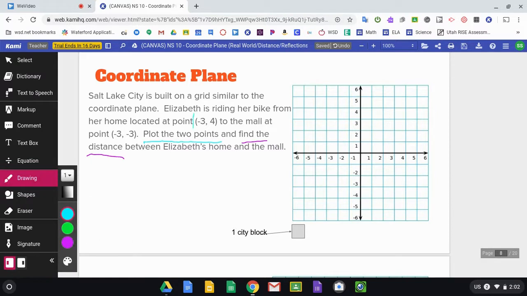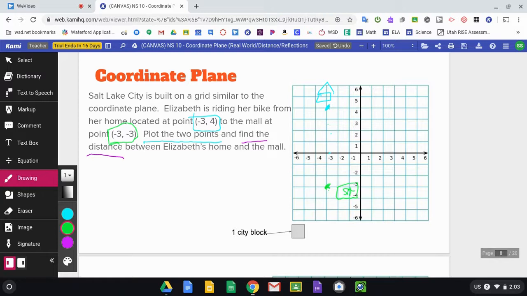Let's start by plotting -3, 4 for her home. -3 tells me go to the left 3 and up 1, 2, 3, 4. So here is her home. And the mall is at -3, -3. So to the left 3 and down 3. And here we have the mall. I'm going to put a $ sign there because we spend lots of money at the mall. All right, so we've plotted those 2 ordered pairs.